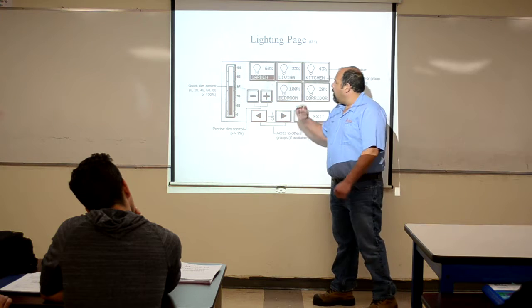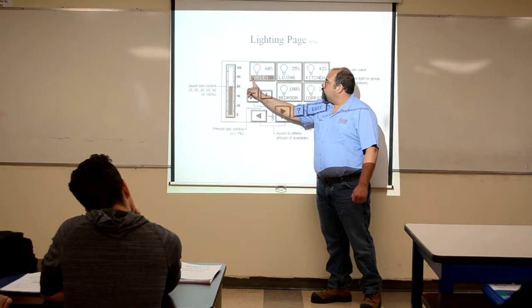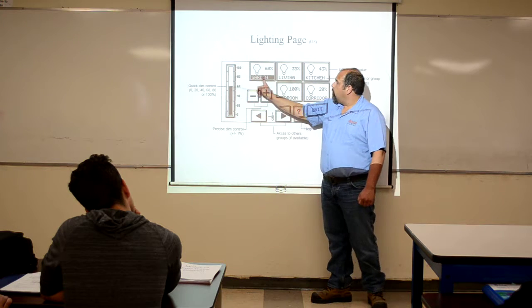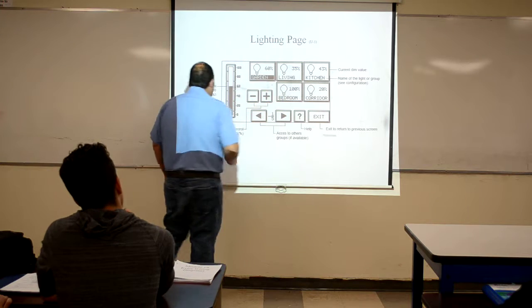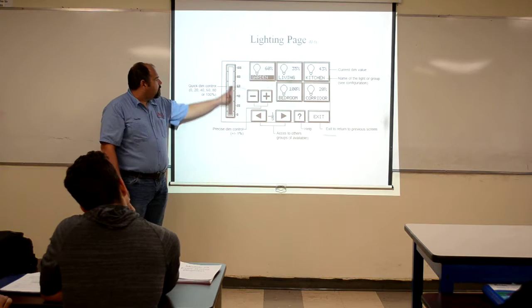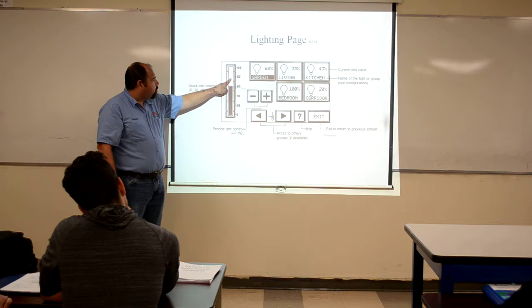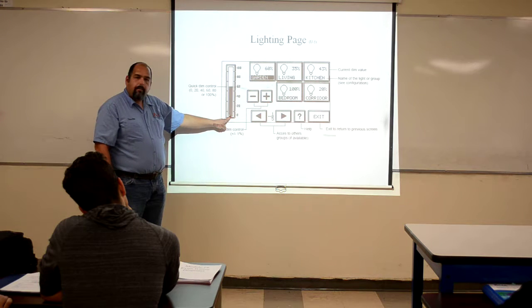Now, how do I operate the lights? For example, we choose the garden light. When you choose one of the lights, it will be highlighted. Notice this one's highlighted? Now, I want to control the value. Quick dim control. Now, this is not your phone. You don't slide up and down. You just tap the screen where you want it to go. So if I want to turn this to 100%, I tap right up here near the 100. If I want to shut it off, I tap right near the bottom.